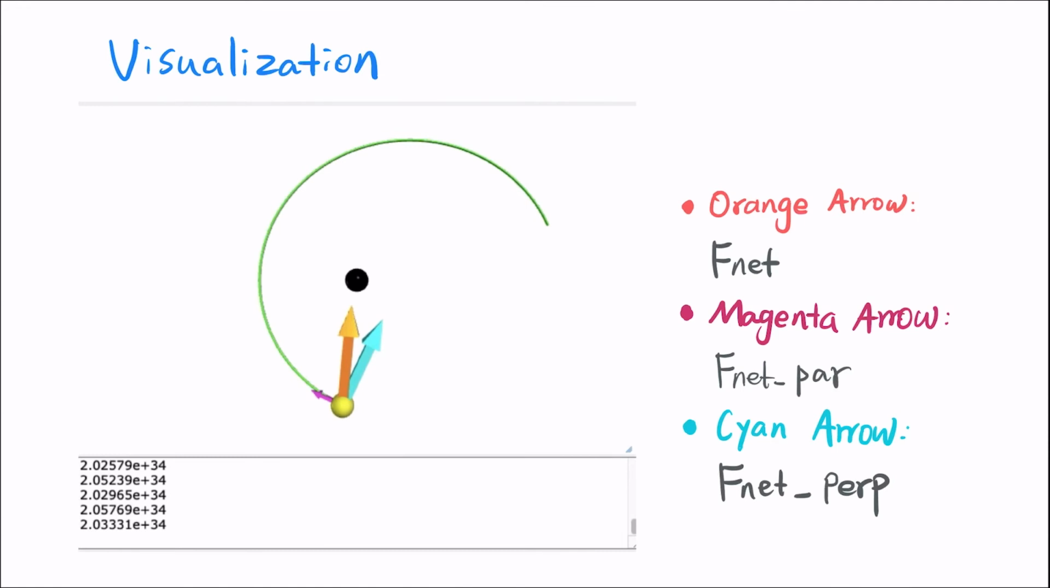Here's a visualization of the model. Here the orange arrow represents the total net force, the magenta arrow represents the net force in parallel, and the cyan arrow represents the net force in perpendicular. And next is the video of it.